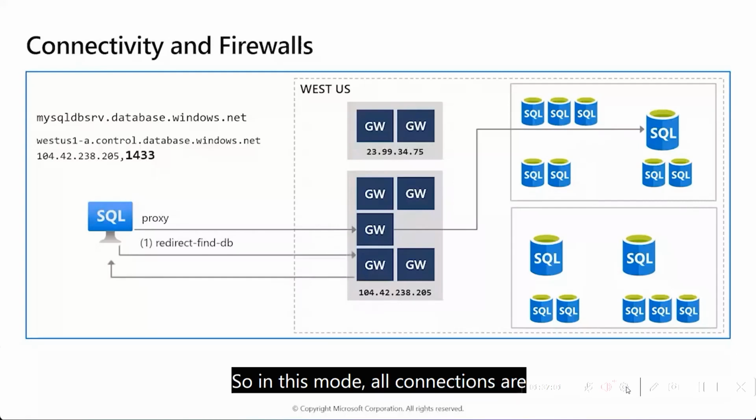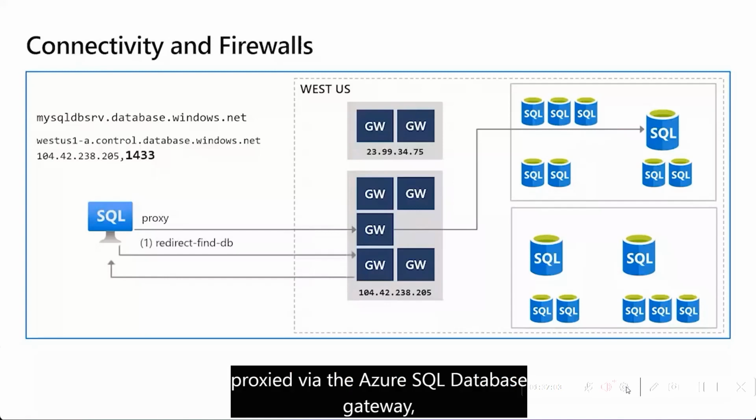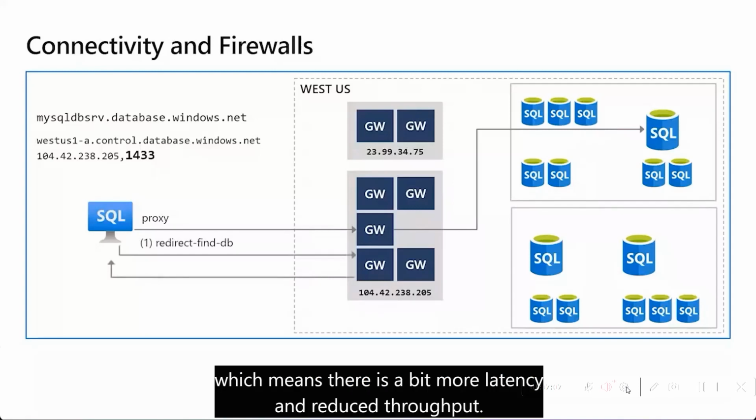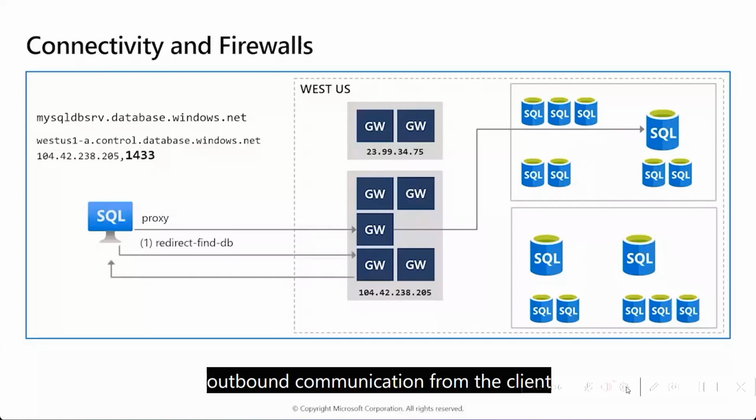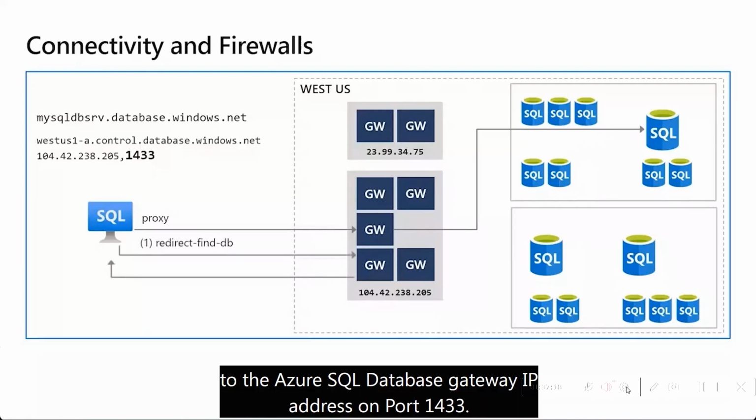The other connection policy mode that you can choose from is the proxy mode. So in this mode, all connections are proxied via the Azure SQL database gateway, which means there is a bit more latency and reduced throughput. And for connections to use this mode, the client needs to allow outbound communication from the client to the Azure SQL database gateway IP address on port 1433.